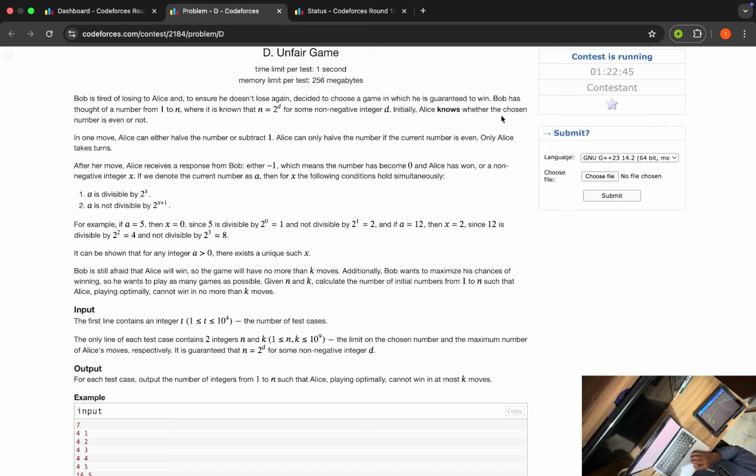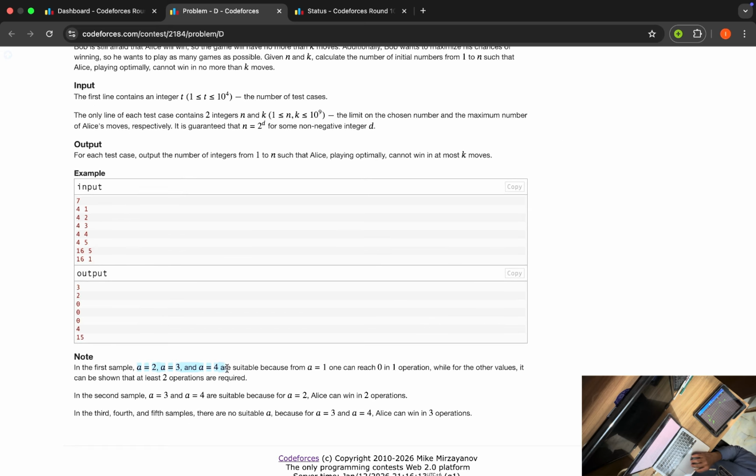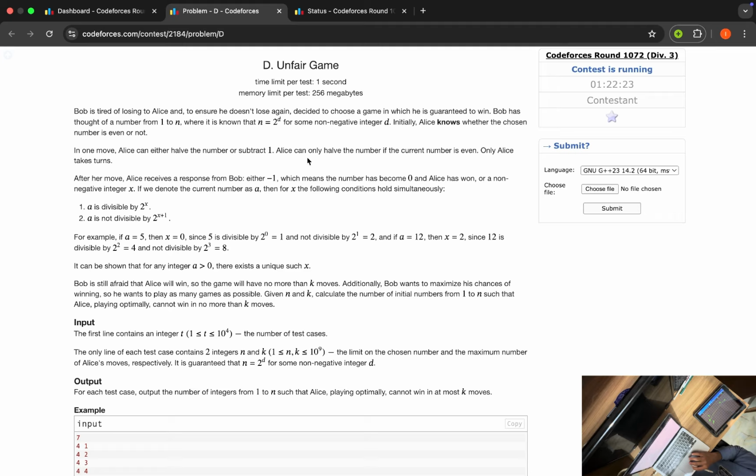Initially, Alice knows whether the chosen number is even or not. Okay, in one move, Alice can either have the number or subtract 1. Alice can only have the number if the current number is even. What does it mean by have? Only Alice takes a turn. After her move, Alice receives a response from Bob, either -1, which means the number has become 0, and Alice won.